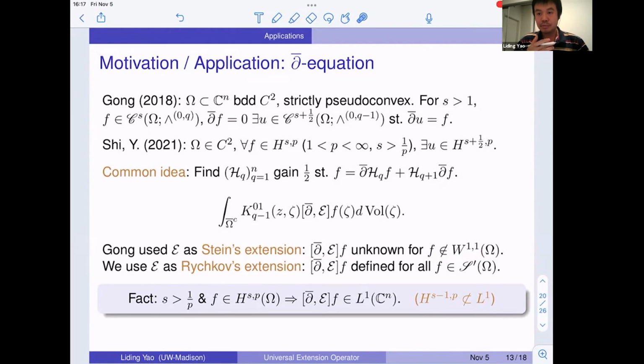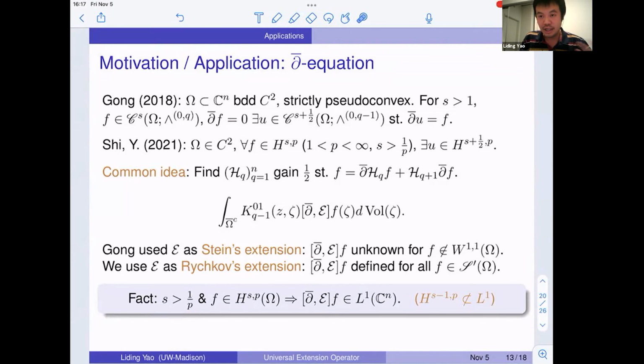So our improvement, the key improvement for us, is to replace the Stein extension by Rychkov's extension. And at this moment, the commutator is always defined. And in fact, we can get a really nice result from the smoothing estimate. Our assumption is that s is bigger than 1 over p.